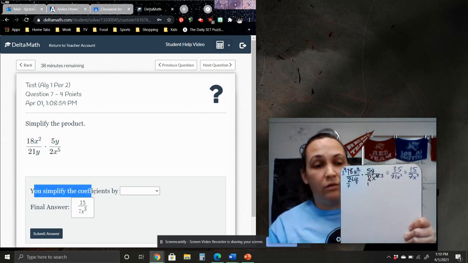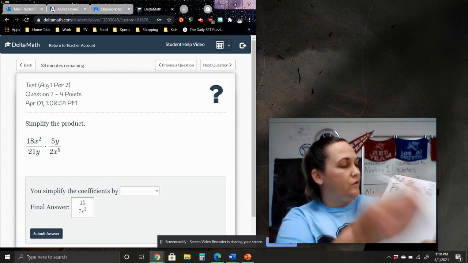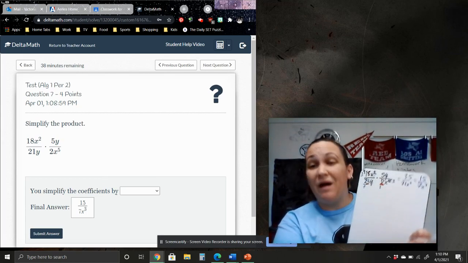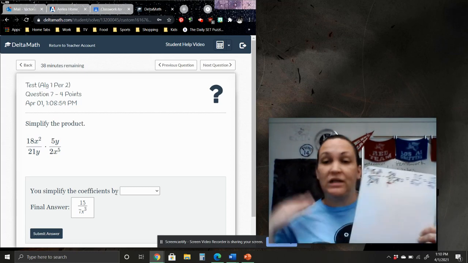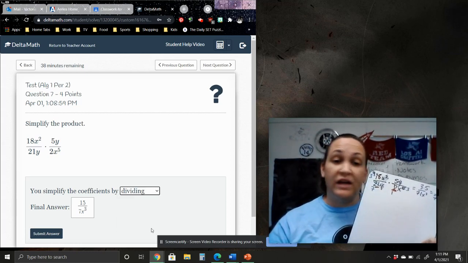Now this one, the pre-question was, how do you simplify the coefficients? So the coefficients are the big numbers. And when I was doing my math for the coefficients, I was dividing, right? I did 18 divided by 2. So we're going to pick dividing for this one.